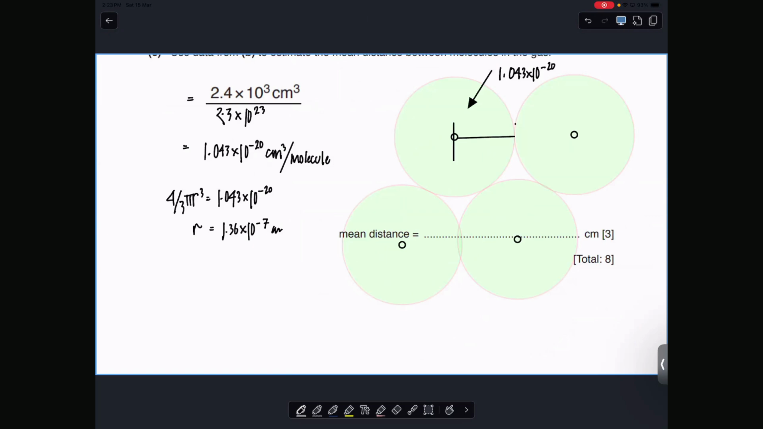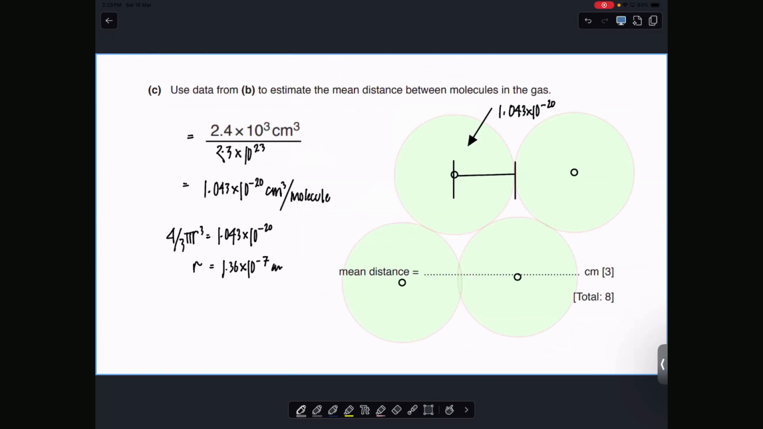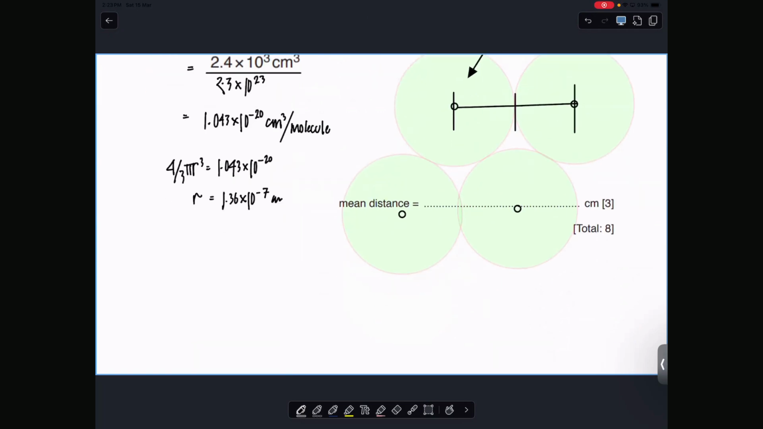But what are they looking for? They're looking for the distance between the molecules. So it means that it should be that distance as well. So therefore, the distance must be multiplied by 2. Here I made some assumptions. I'm not sure whether they do that, so let's see what we get. What answer do you get? 2.7 into 10 to the power minus 7. Let me check there.